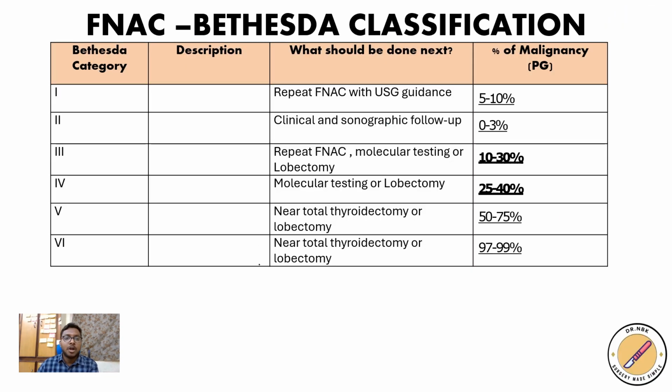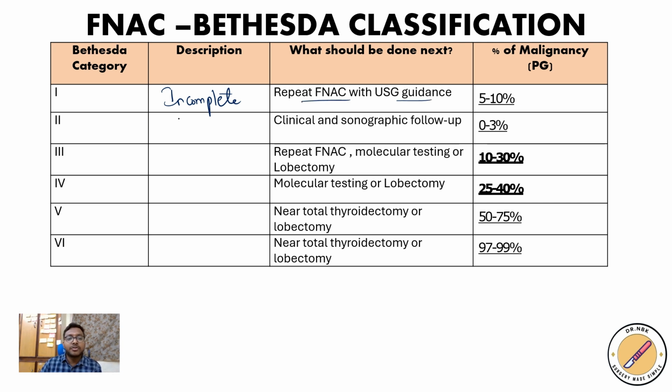Okay, right. Next, coming to FNAC, whenever you send the patient for FNAC, the report will comprise something called the Bethesda classification. You have 6 classes: 1, 2, 3, 4, 5, 6. One is inadequate or incomplete. That is why you need to go for repeat FNAC with ultrasound guidance.